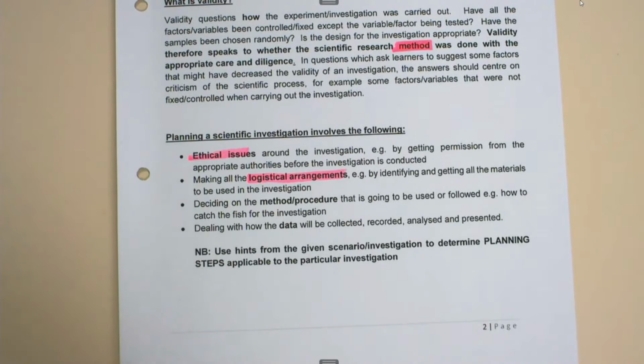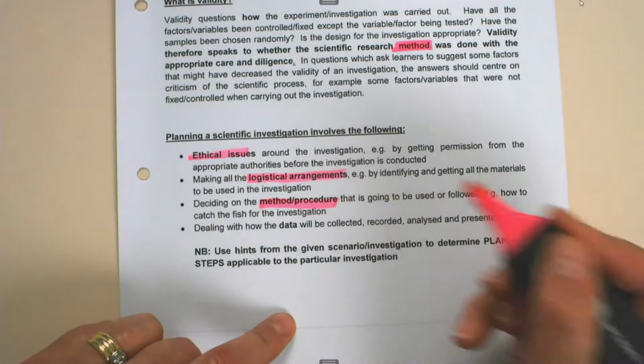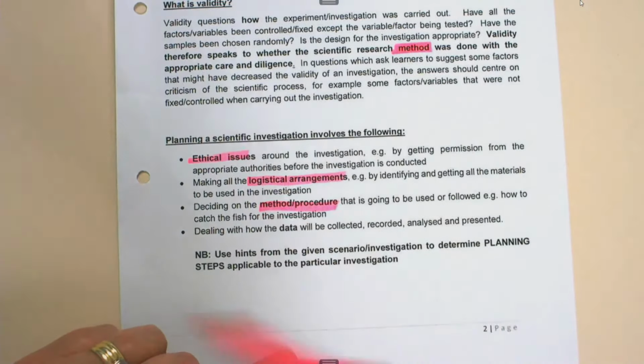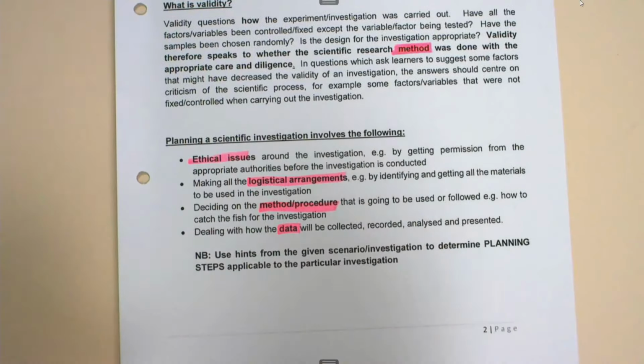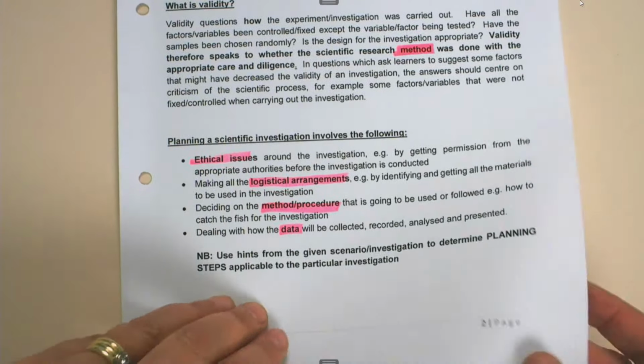Where am I going to do it? They most probably will do it privately. The person must be specialized. The person must know how to do this. And then how am I going to do this? What is the method, the procedure? And when I have all the data, how am I going to analyze and present and record the data? Those 4 things, very important.